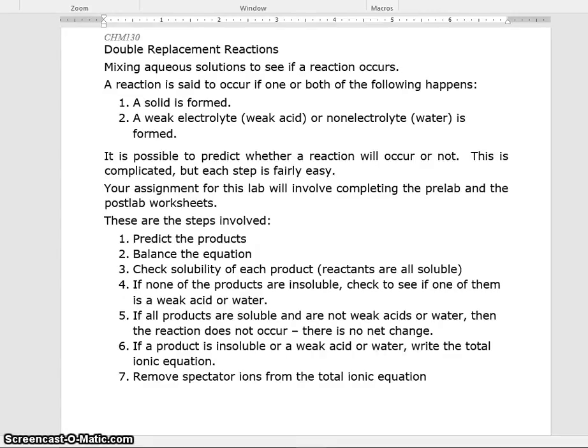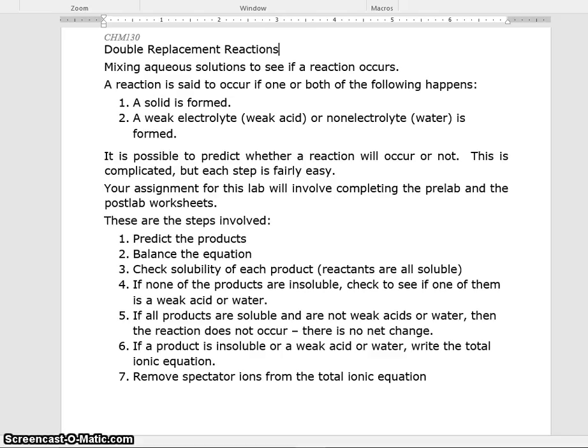Okay, this will be a video on how to do the double replacement reactions lab. In lab, we would be mixing aqueous solutions to see if a reaction occurs. What this means is we would take solutions containing salts or acids or bases, mixing them together and seeing if a reaction occurs. One of two things needs to happen in order for us to say a reaction occurs.